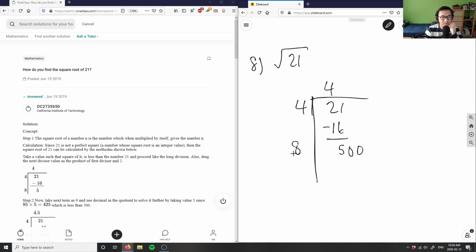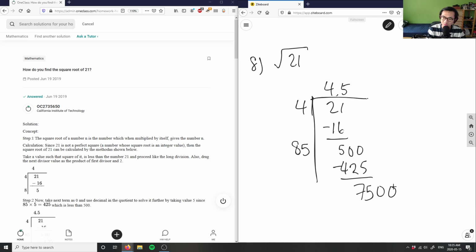And now it's asking us 8 times 8, and what value will give me 500. So I would do 81 times 1, which is 81. 82 times 2 is 164. 83 times 3 is 249. 84 times 4 would be 336. And 85 times 5 would give me 425, which is probably the closest number because 86 times 6 would give me 516. So I'm going to have 85 here. So I'll put a 5 here, and another 5 here. This would be decimal now, 4.5. 85 times 5 would give me a value of 425.